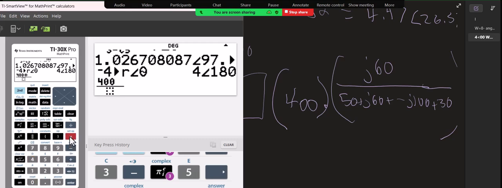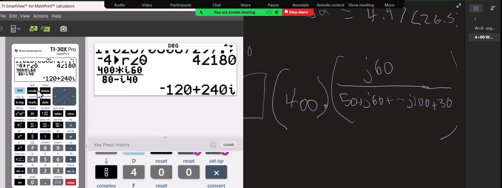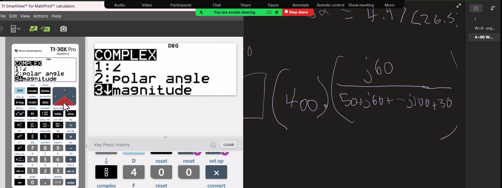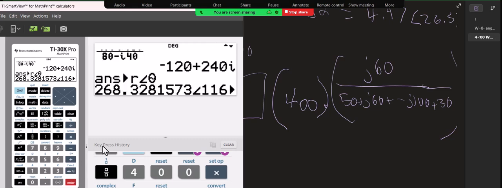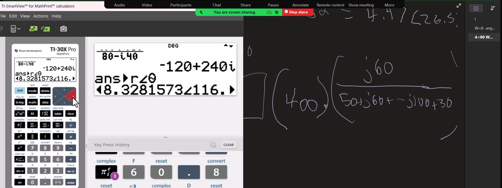That would be 400 times j60 over 80 minus j40. Which is minus 120 plus 240j, and if I change that to polar, I get 268 angle 116.6.